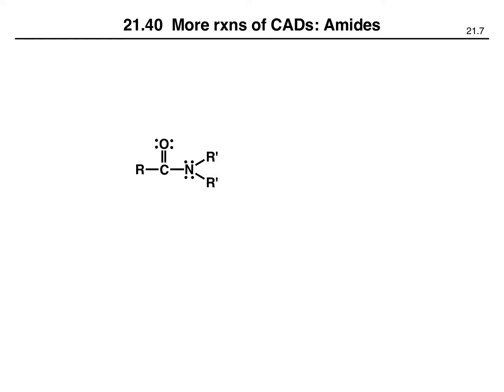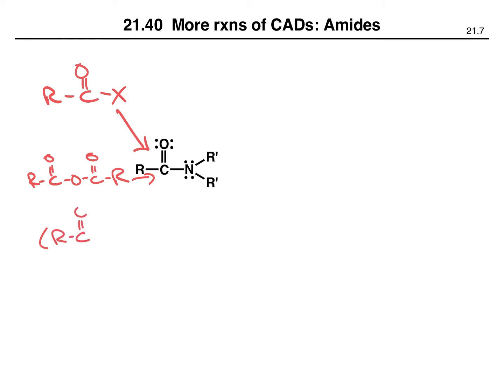And finally, let's think about preparation and reactions of amides. If we focus on preparation by nucleophilic acyl substitution, then we know that an acid halide can react with an amine to form an amide. An anhydride can also be used to form an amide, and although it is less common, an ester can be used to make an amide.